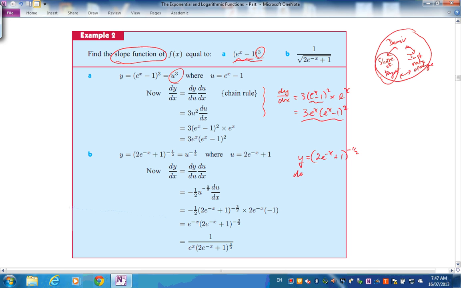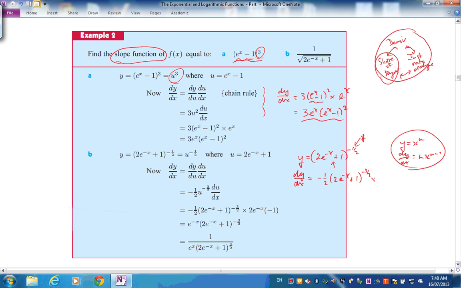So here we want the derivative of this function. So there's 2 parts. There's a power function of this function. Let's do the power first. Neg a half, 2e to the neg x plus 1, to the neg 3 over 2. Do you remember that x to the n rule? If y equals x to the n, the derivative is nx to the n minus 1. You subtract from this power 1, so you get neg 3 over 2.